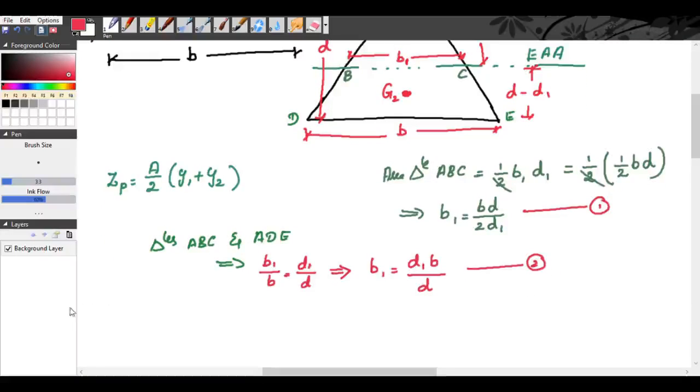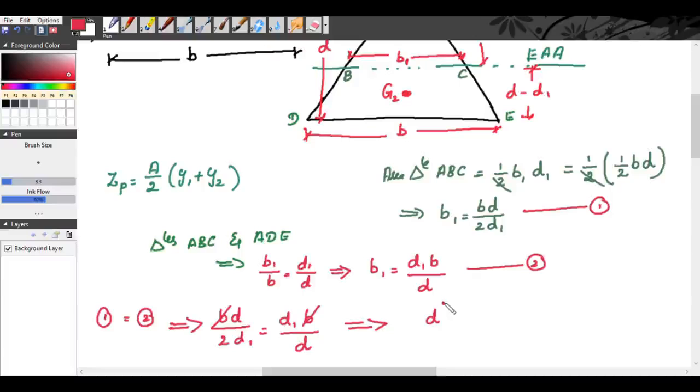So equating 1 and 2. From equating these both equations, what you get is BD by 2 times D1 is equal to D1B by D. So you can cancel this B. So what you get is D square is equal to 2D1 square. So from which you get D1 is equal to D by root 2.